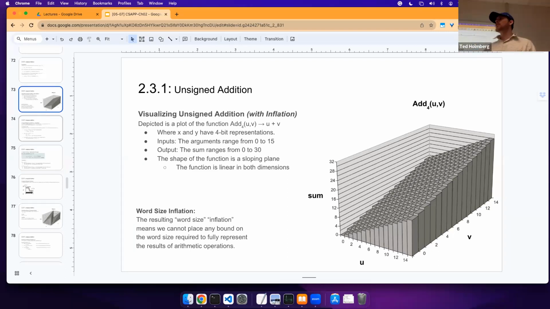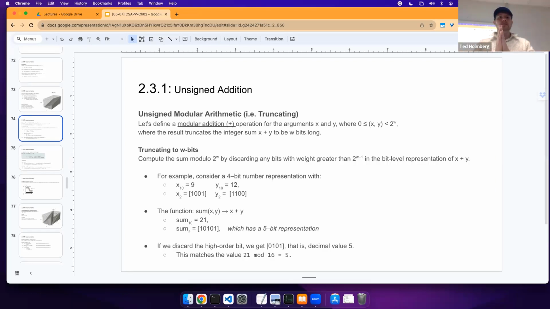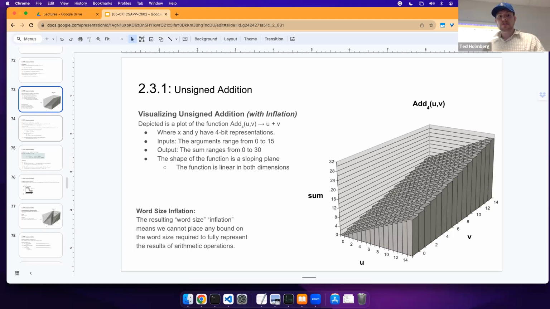So the maximum encodable numerical value for a bit vector of word size 4 would be a total of 30, which is a word size 5. Okay, so let's talk about how we can produce an arithmetic operation that adheres to the word size. Because this word size inflation results from moving from a word size of 4 to 5.